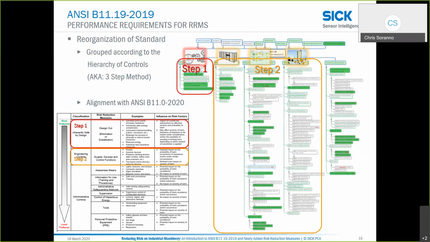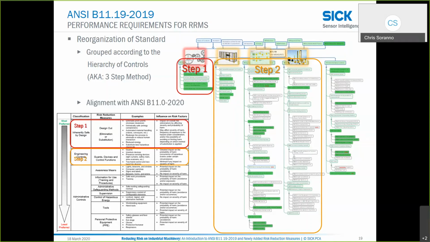As you can see on the right, B11.19 has a whole lot of content addressing engineering controls. So for usability, it was decided to break that content out into 3 different subsections, each with their own clause. Clause 8 addresses guards, Clause 9 addresses control functions, and Clause 10 addresses devices. So the control functions in the middle could be applied to a combination of guards or devices, but there were more abstract theories and ideas and logical conceptions, whereas clauses 8 and 10 were on the actual component or device itself.